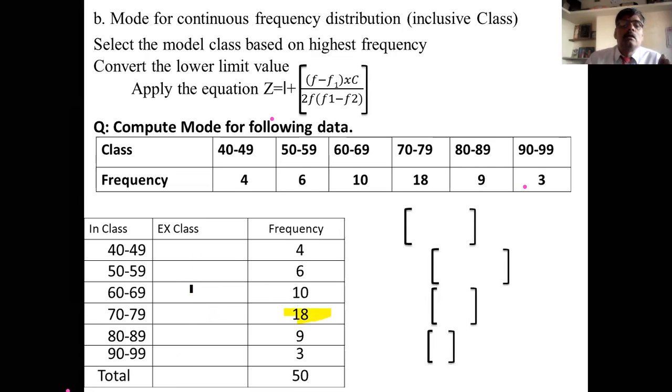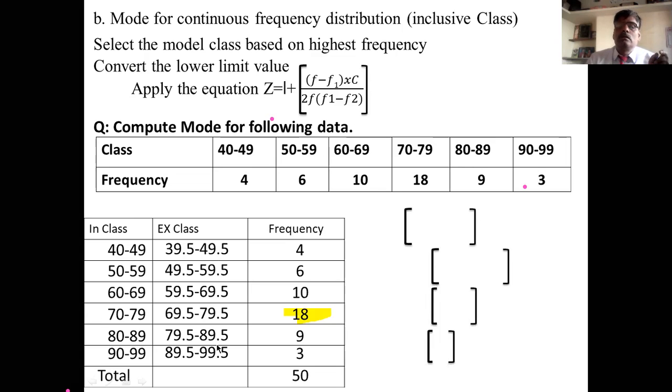You prepare the exclusive classes. 39.5 to 49.5: it is 49 plus 50, that is 99, and 99 divided by 2 is equal to 49.5. So 0.5 increase in the upper limit, 0.5 decrease in the lower limit, and prepare the classes. These are the classes. So 69.5 is your lower limit.